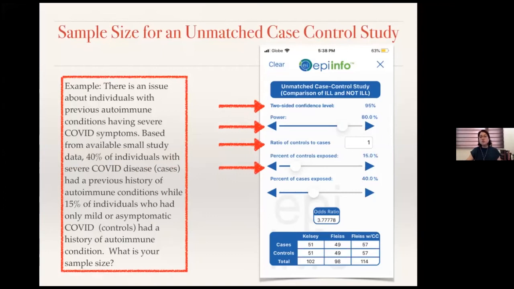Among the controls, the percent of mild to asymptomatic COVID who had exposure to autoimmune problems is only 15%. For those with severe COVID, there was 40%. Again, it automatically computes the odds ratio and you end up with this. You need 98 respondents. Since I wanted 1 control to 1 case, then I need 49 severe COVID cases versus 49 asymptomatic or mild COVID cases.